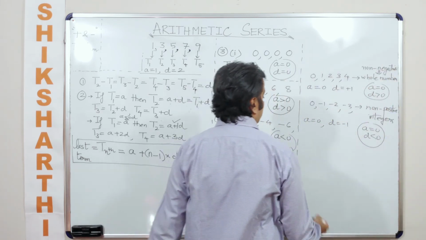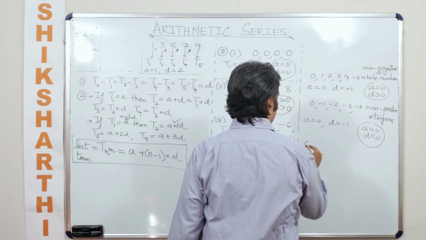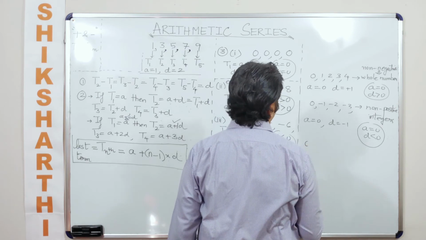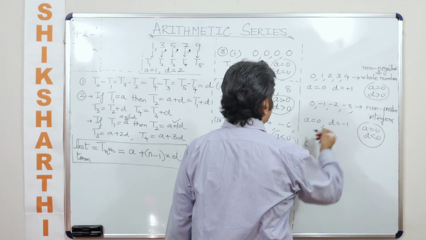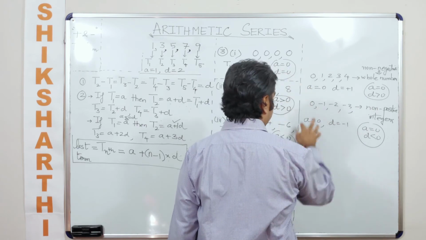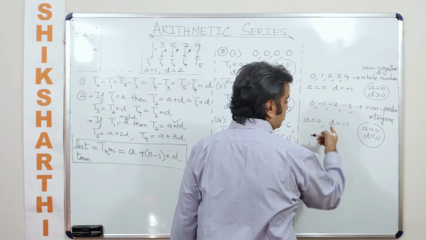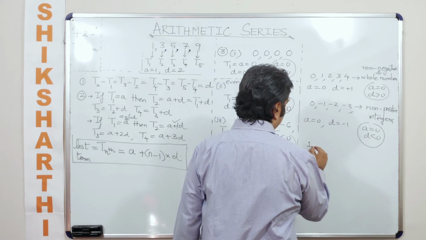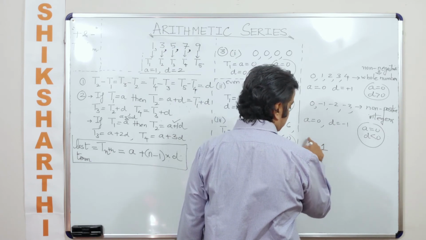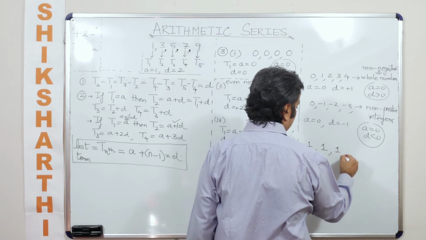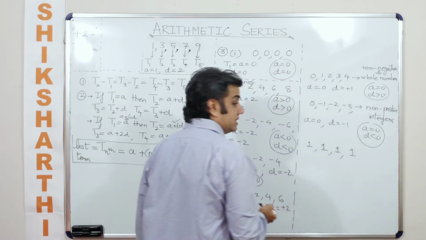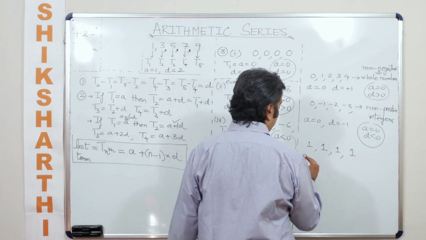Okay. Now what I was talking about is, let us say I want to take D as 0. So in that case, I can take the first term as 0, or I can take the first term as non-zero. So let's say first term is 1, second term is 1. So can I say this is an arithmetic series? Of course it is.